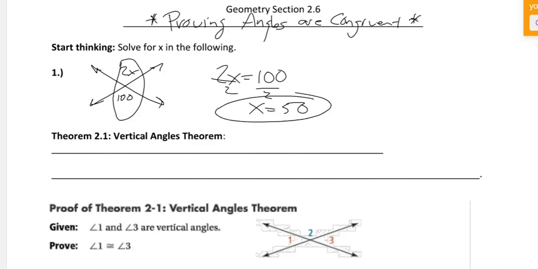Now, there was a reason we were able to do that, and that was the vertical angles theorem. We've already talked about this. It just says vertical angles are congruent. We just stated that before, but we never proved it because we didn't know how to prove things yet. Now we're going to prove things that we're using. In math, almost everything is proved.